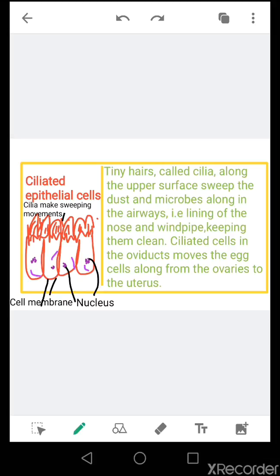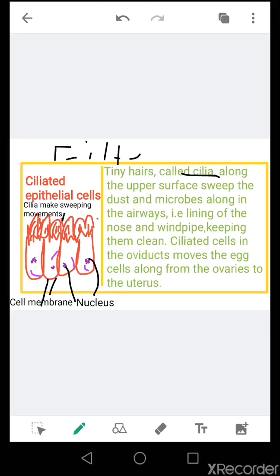It means they're present in our body, like tiny hairs. If you look inside your nose, you can see some tiny hairs. What do they do? They sweep the dust from inside, and they line the nose and the windpipe, keeping them clean. As we inhale oxygen from our surroundings, we also have to purify it. So these ciliated epithelial cells, called cilia, keep them clean. This is kind of a filter inside our body.